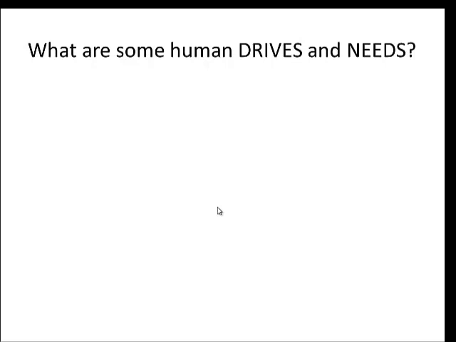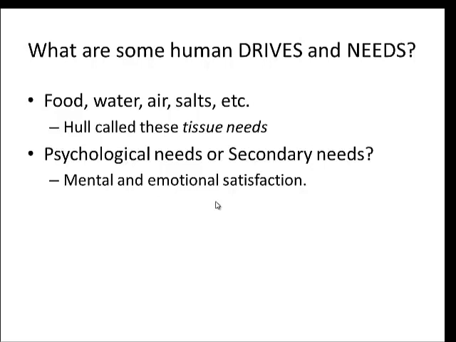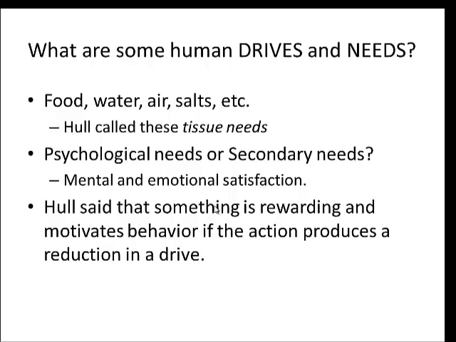So we have needs. We have water needs. Hull called these tissue needs, waters and salts and sugars and potassium and all those things. And like I said, Clark Hull called these tissue needs, but we might also have secondary needs or psychological needs, emotional needs, mental needs, curiosity needs. Hull said that something is rewarding, something will elicit behavior, will maintain behavior, if it helps to reduce those drives, helps to reduce those needs.